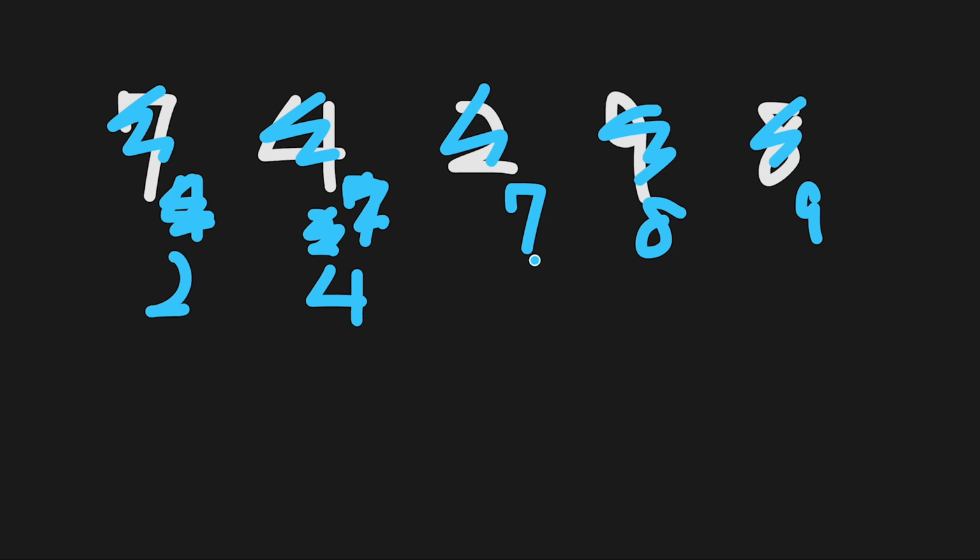And then next compare 7 and 8. 7 is less than 8. In that case, we don't do anything. And then next compare 8 and 9. And 8 is less than 9, so we don't swap the numbers. And the second iteration ends.